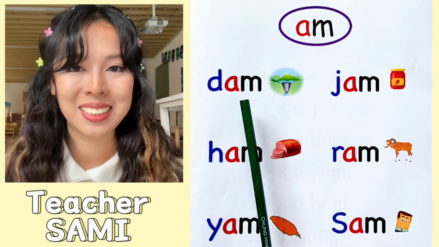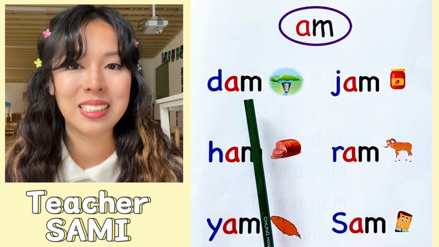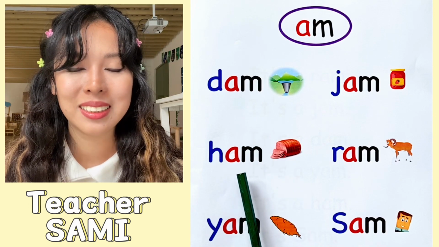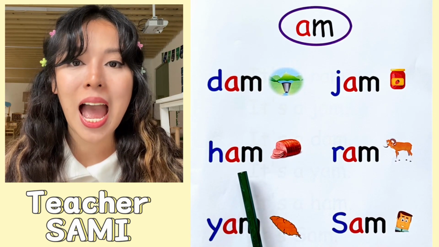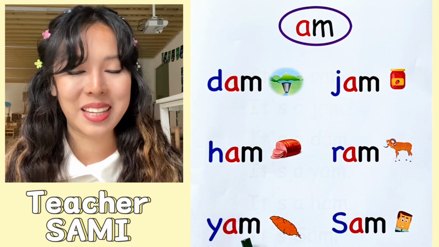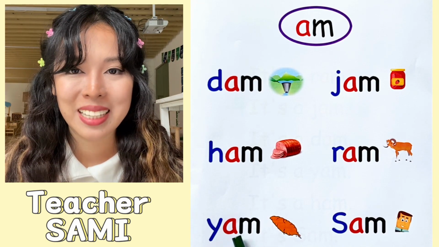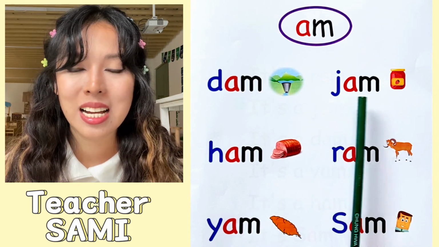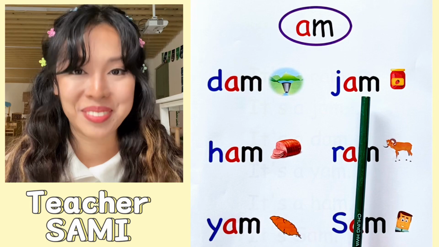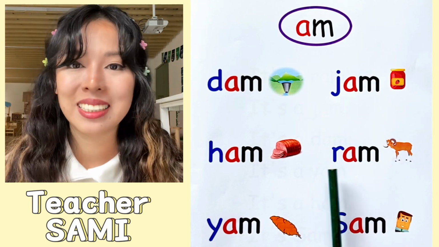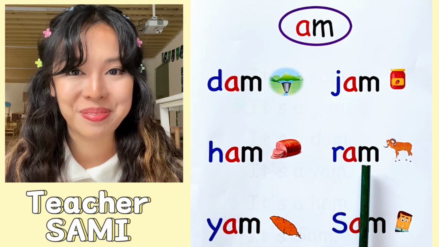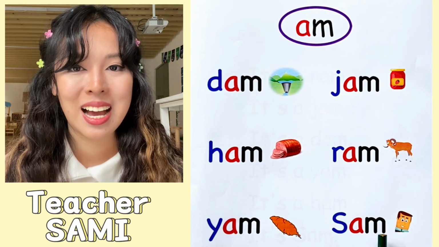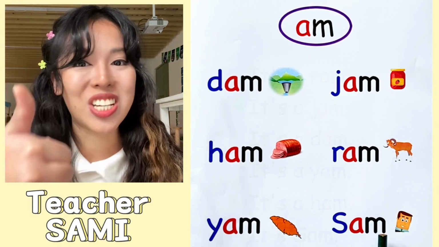What's this? Dam. Next. Ham. Next. Yam. Jam. Next. Ram. Last one. Sam. Good job.